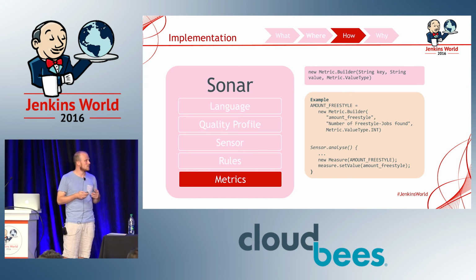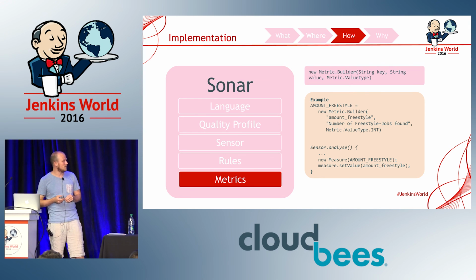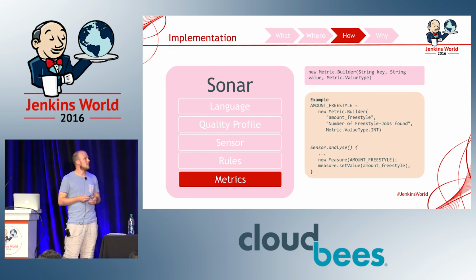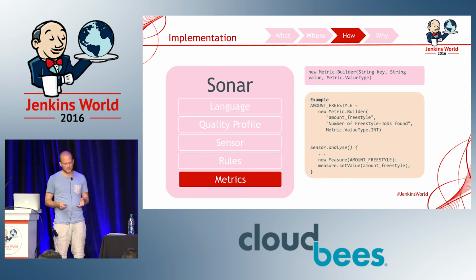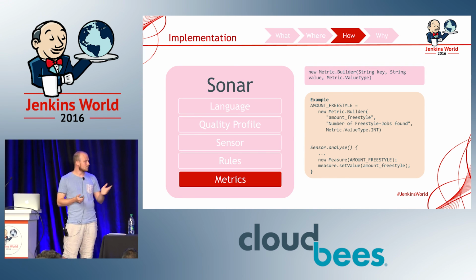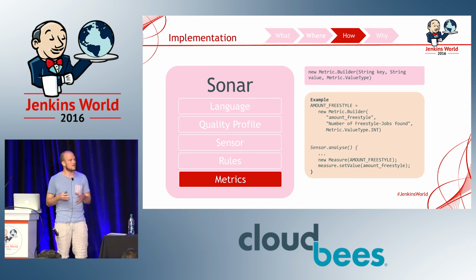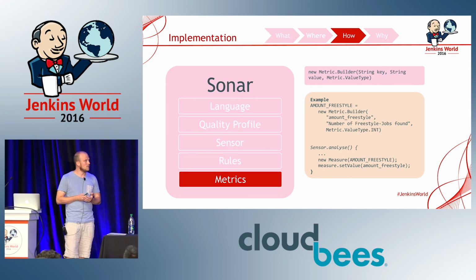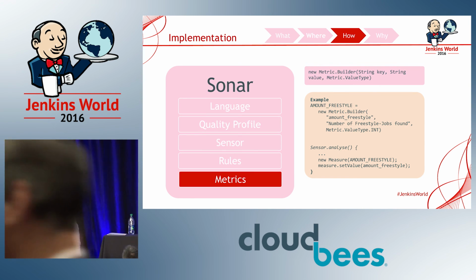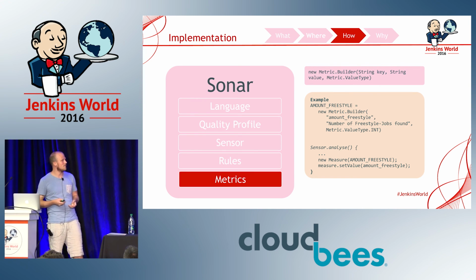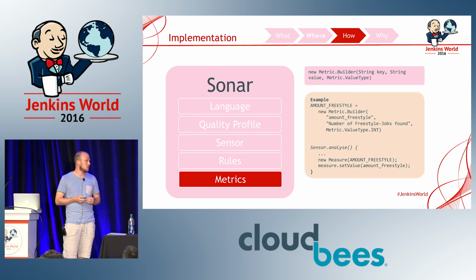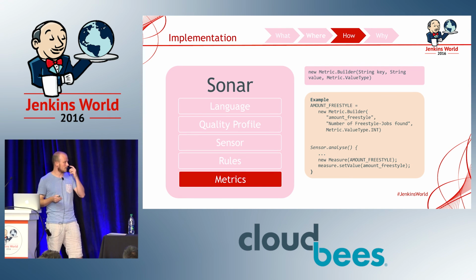Small example: in Sonar you can easily build this together with the metric builder. You define a key, which is basically a unique identifier. You give it a value, which is kind of a description, and then you tell Sonar what you want to measure. So I put a small example here. I wanted to count the amount of freestyle jobs in my Jenkins instance. I built together this metric builder and gave it the unique identifier amount freestyle, gave it the description, the number of freestyle jobs I found in this instance. Value type is integer because I want to count something. And in the sensor analysis method, which I override, I just put the measurement, calling the metric, basically.